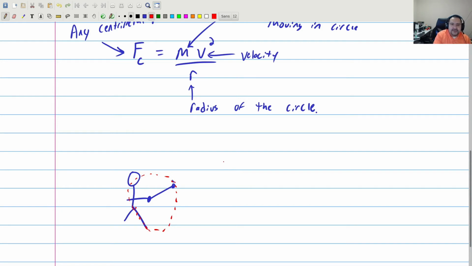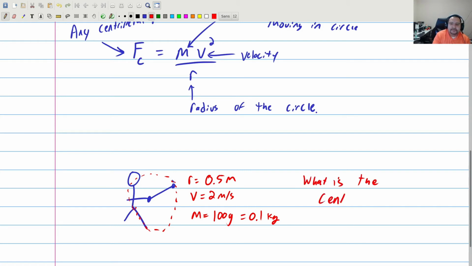And as it goes around in the circle, we measure maybe this radius is equal to half a meter, 0.5 meters. And let's say that the velocity of this thing is 2 meters per second. And let's say the mass of it is 100 grams, which is 0.1 kilograms. So I have those three variables, and I want to know what is the centripetal force.